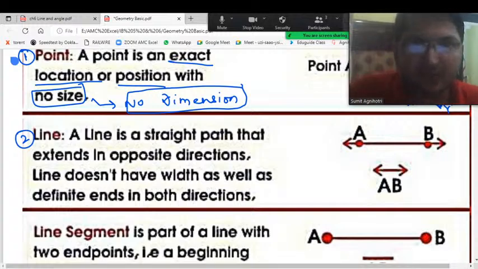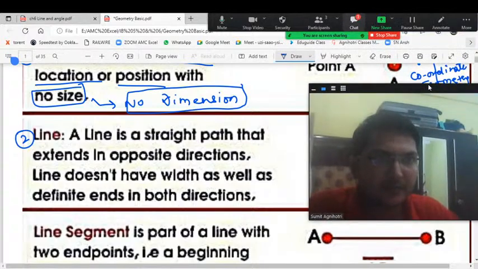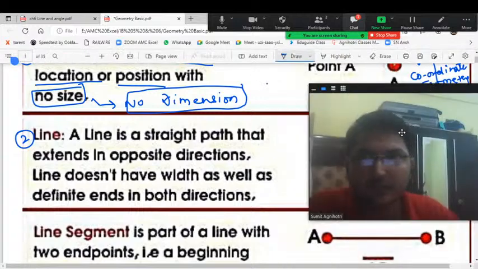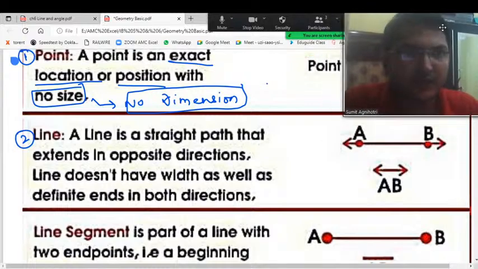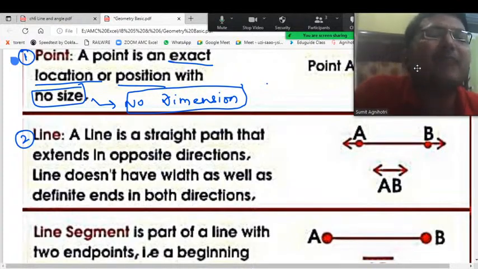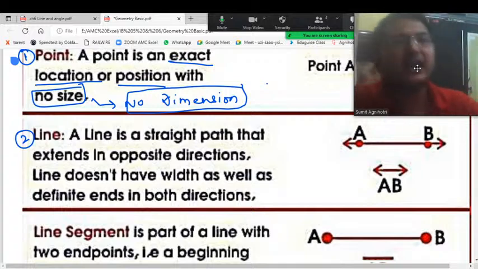When we consider line, we actually say that line is also an entity, a geometrical entity obviously, but it is made up of many points, infinite many points, and we can define it in this way. A line is a straight path.